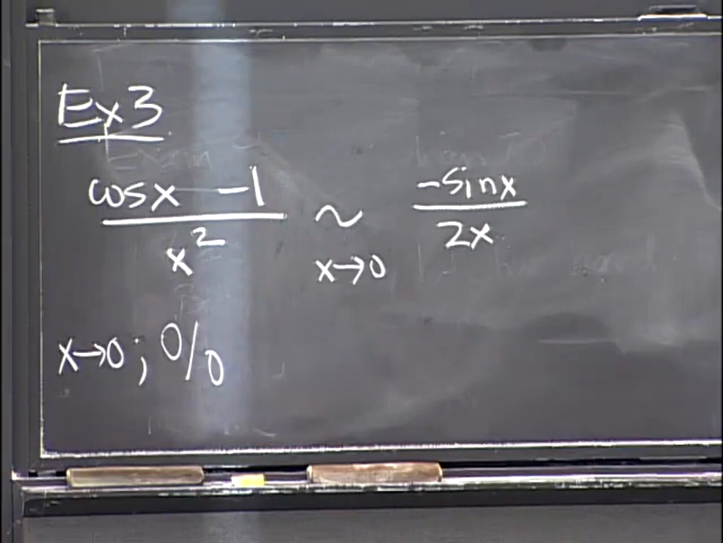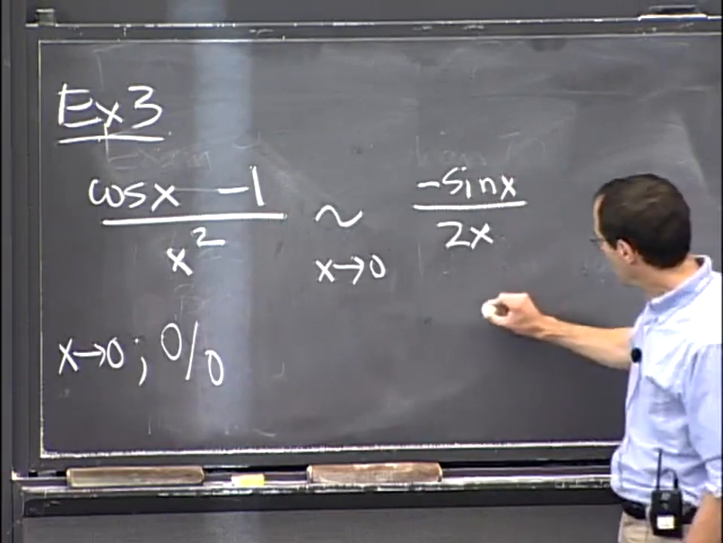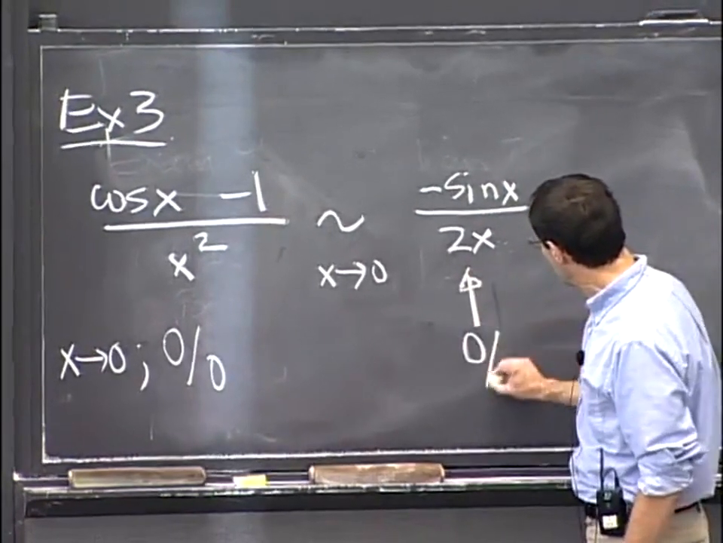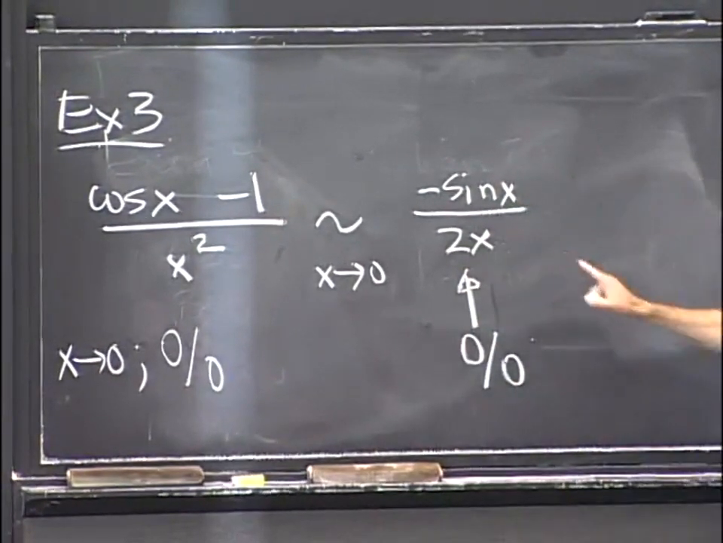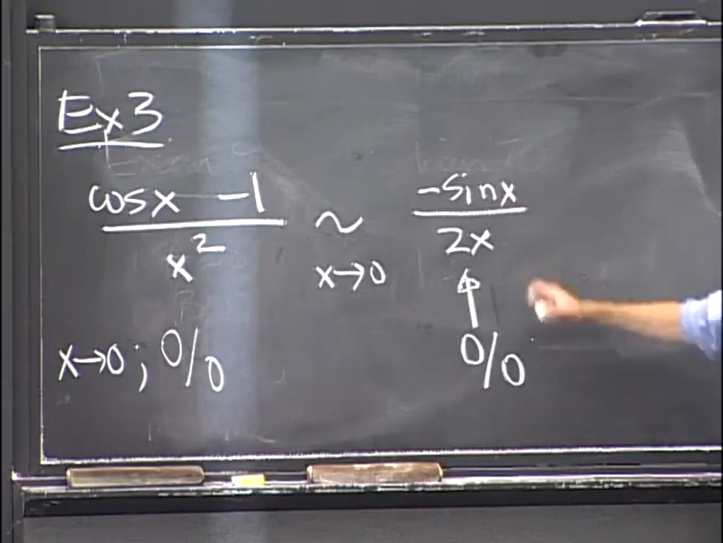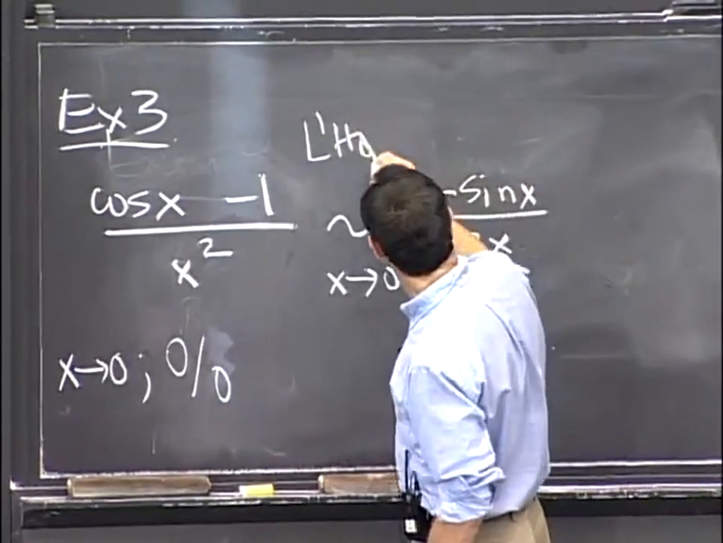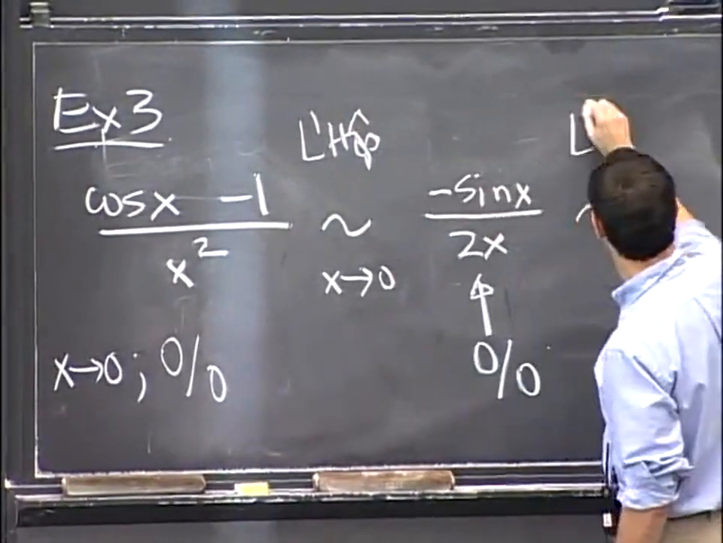Now notice that we still haven't won yet, because this is still of 0 over 0 type. When you plug in x equals 0, you still get 0. But that doesn't damage the method. That doesn't make the method fail. This is 0 over 0. We can apply L'Hopital's rule a second time.